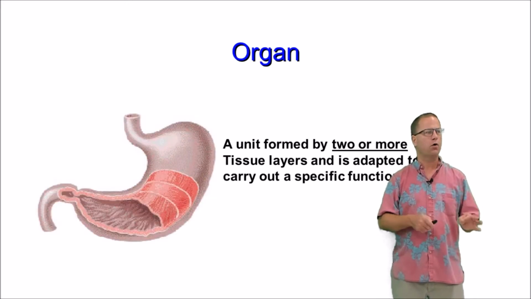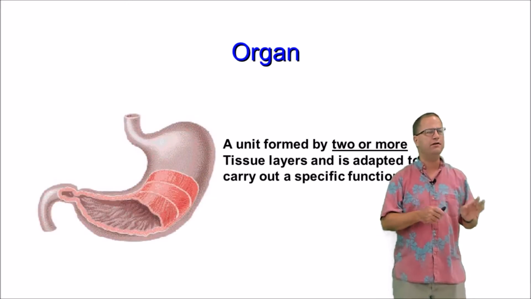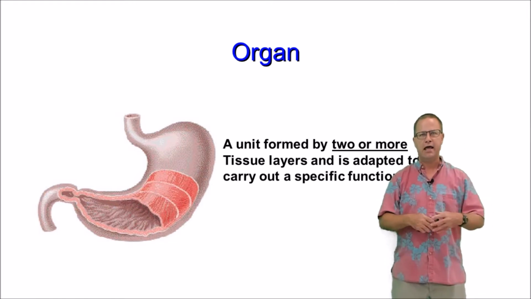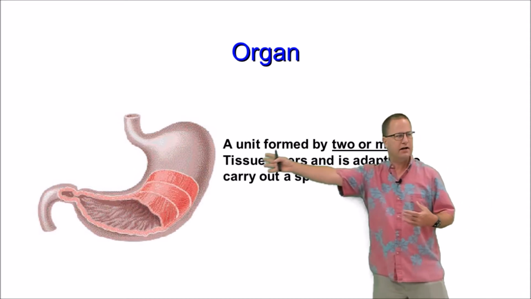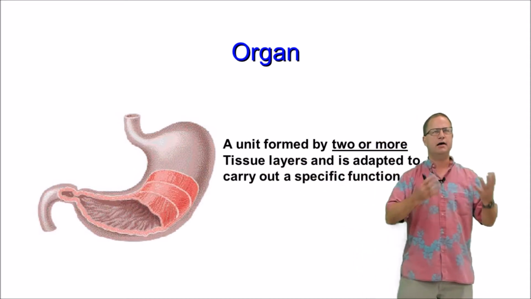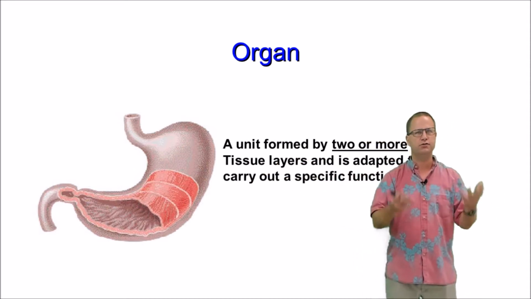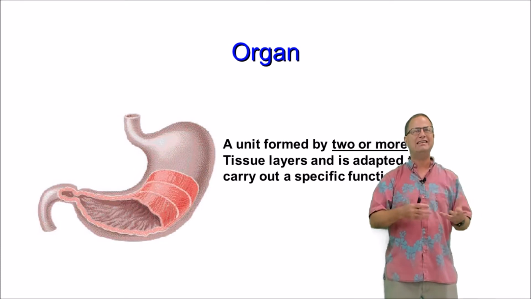Okay, next up is the organ. An organ is the unit formed by two or more tissues, and this has a larger function than the tissues themselves. For example, the organ we're pointing to right here, what is that? That's a stomach. The stomach is a repository for food. It's where we store food. It's also where we begin digestion.